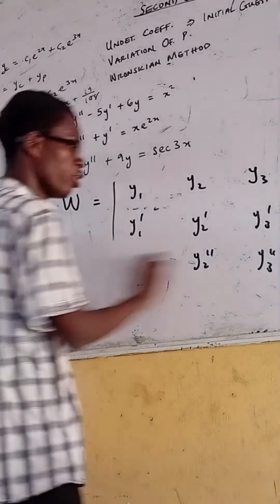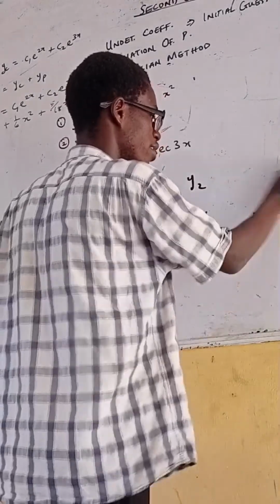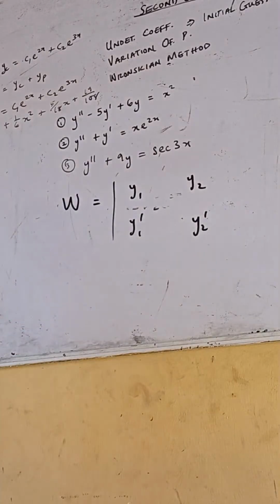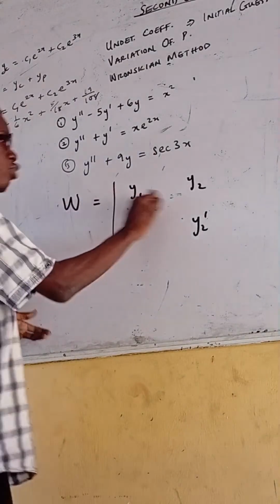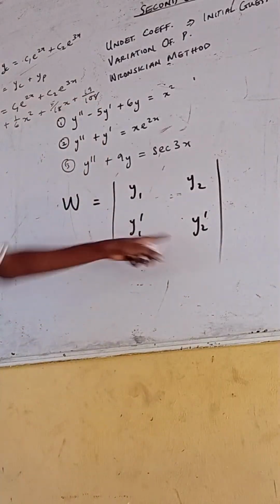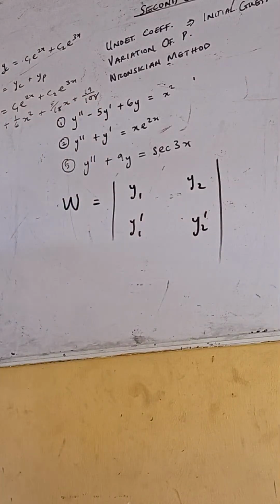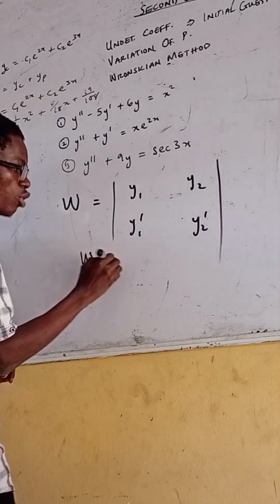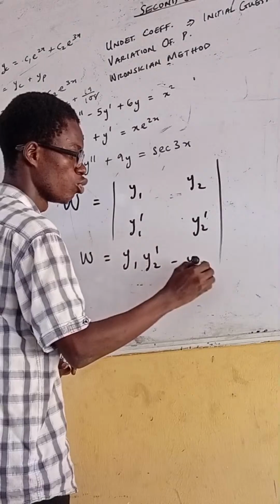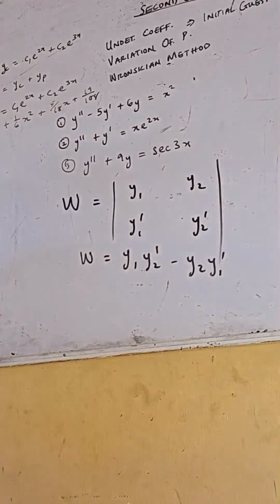Since this one is just a 2 by 2 matrix, do you get how I did this one? The determinant of this matrix is this times this minus this times this. So W equals y1 y2 prime minus y2 y1 prime. That's our Wronskian. Do you get it?